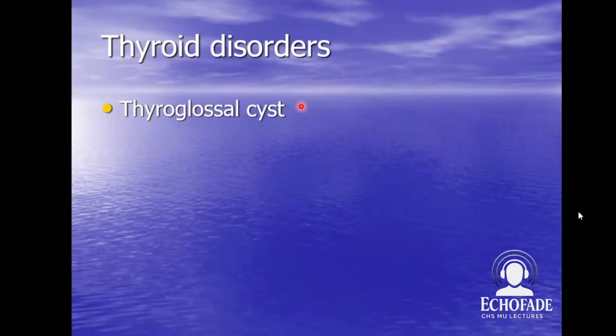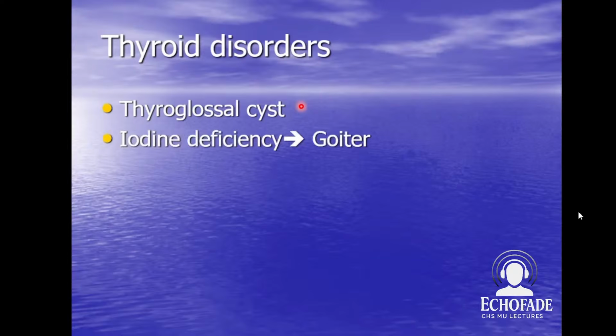Sometimes we have a remnant of the connection, some remnant within the tongue or within the upper neck region, of part of the diverticulum that was eventually to form the thyroid gland. So we have thyroglossal cysts, which can be in the tongue. But we can also have iodine deficiency.